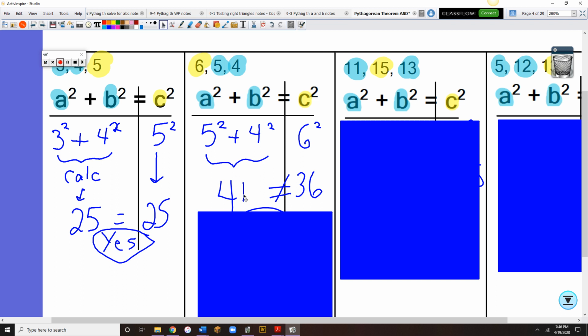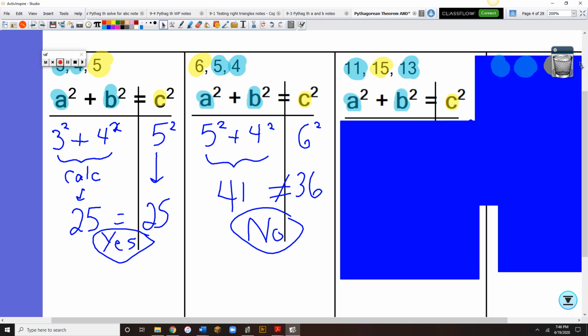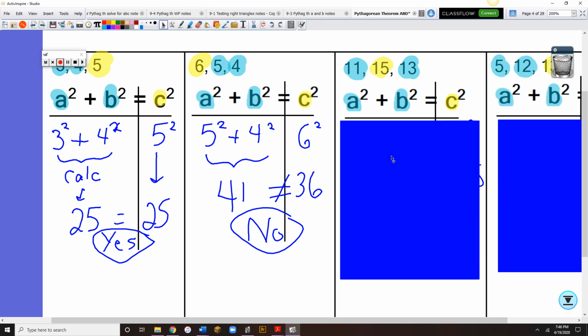I'm going to put the 5 squared plus 4 squared all into one calculation in my calculator. And I get 41 on the left-hand side, and then 6 squared is 36. Those are not the same number, so that's a no. They would make a triangle, but it wouldn't have a 90-degree angle in it.